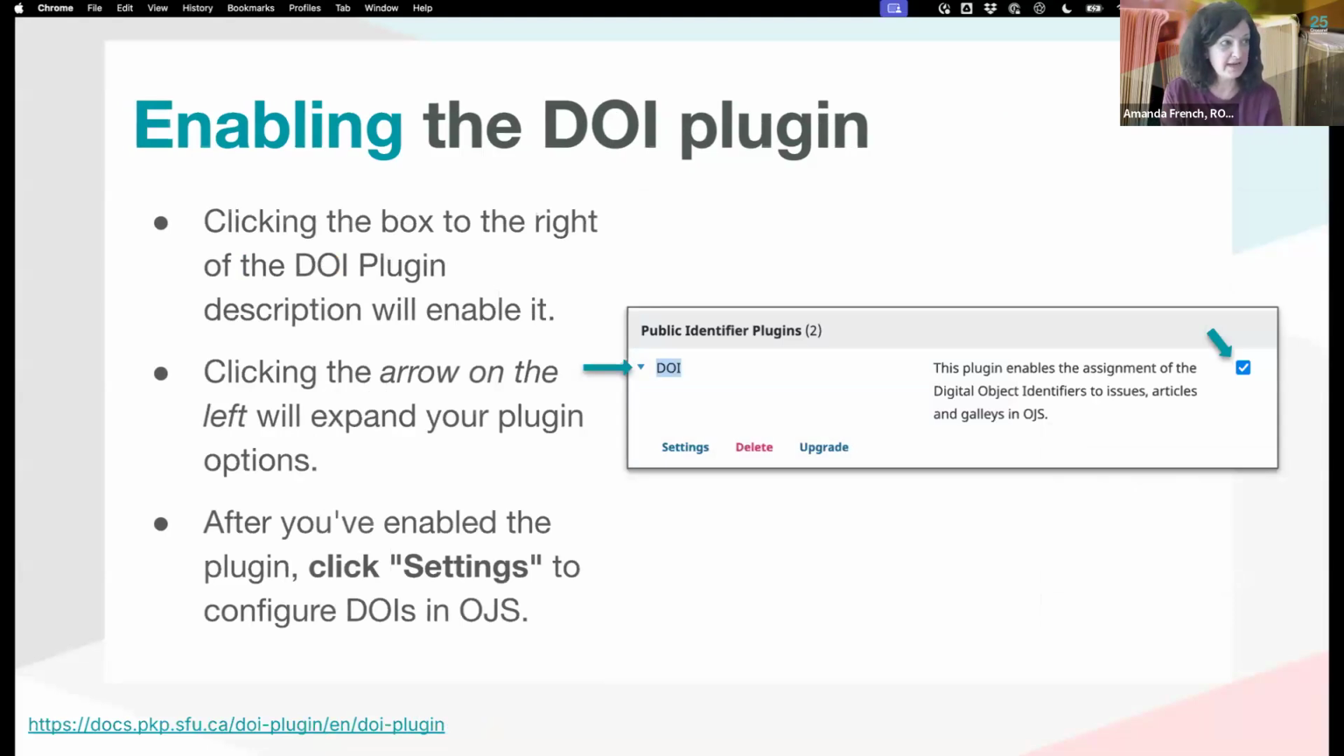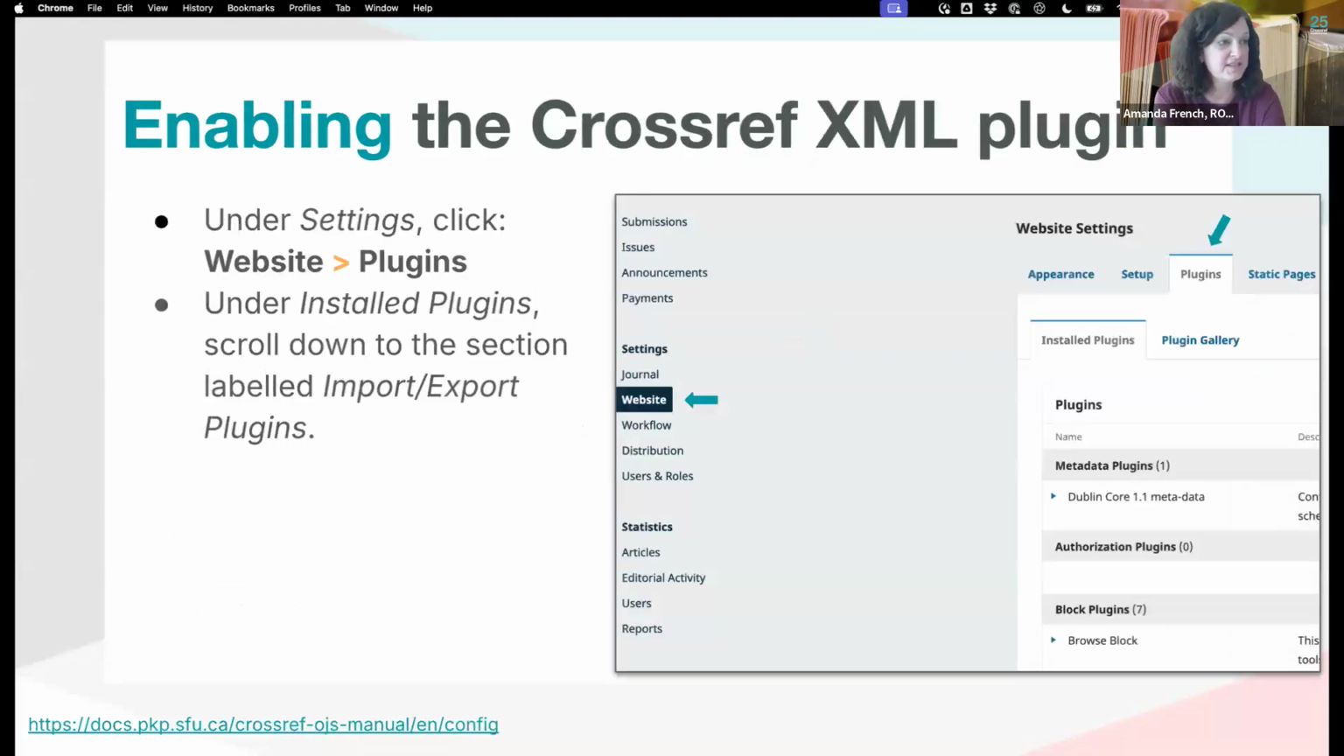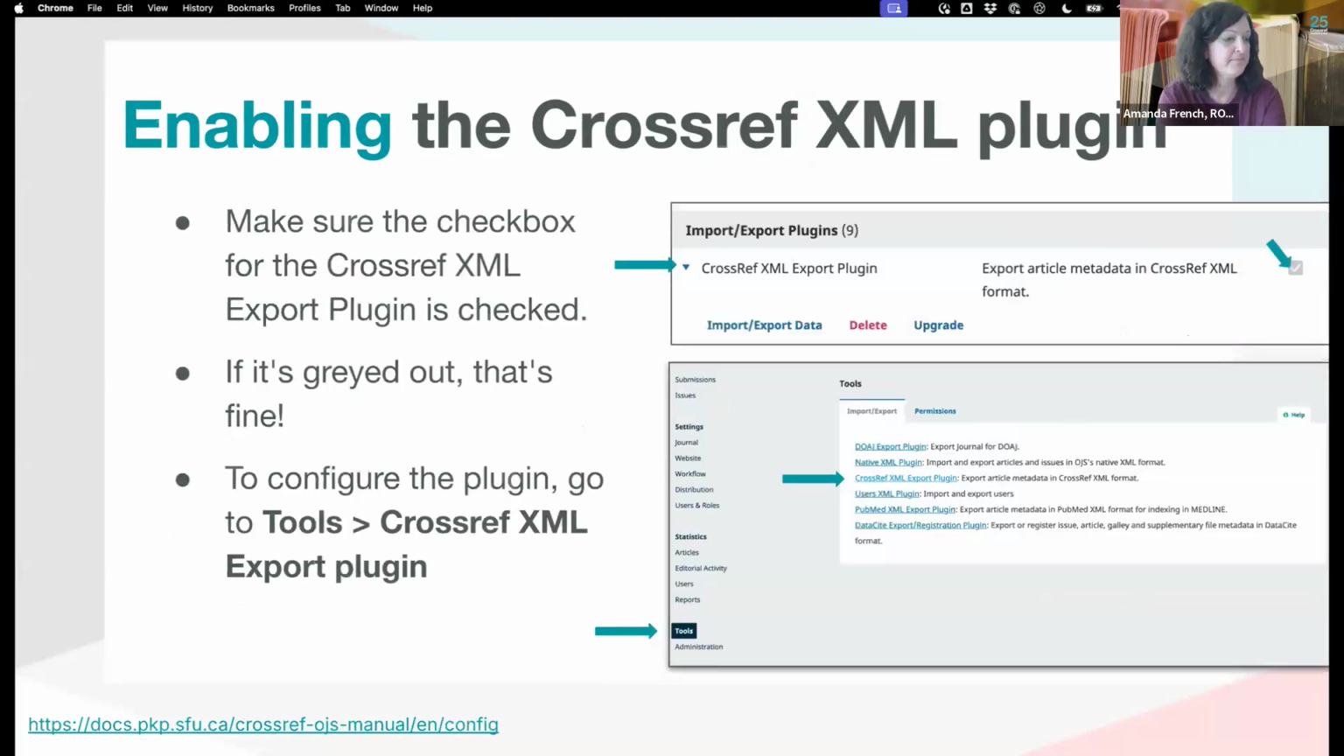Once you have done that, you will need to enable a second plugin, which is the Crossref XML plugin. Similarly, you go to Settings, Website, Plugins, Installed Plugins, Import/Export Plugin. Make sure the checkbox is checked. Sometimes these look like they're grayed out, and that's fine. And then to configure the plugin, you would go to Tools, Crossref XML Export Plugin. And again, enter various options and settings in order to make that work.